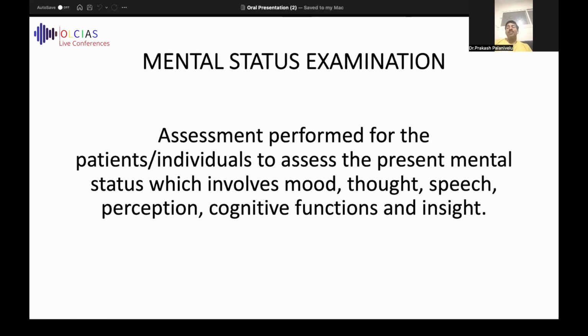So what is this mental status examination? It is an assessment performed for patients or individuals to assess their present mental status, which involves their present mood, thought, speech, perception, cognitive functions, and insight. So next slide, please.